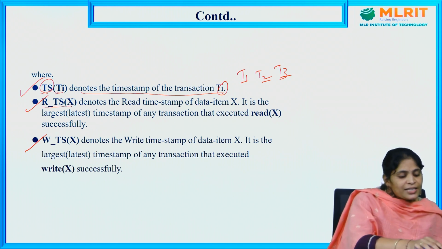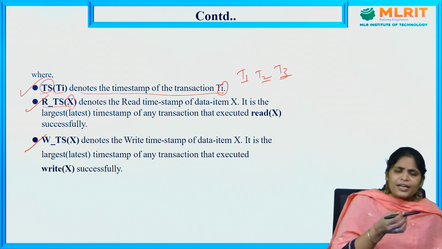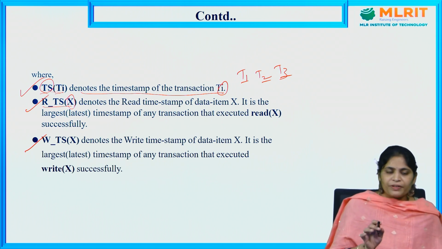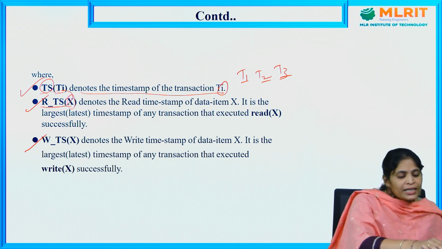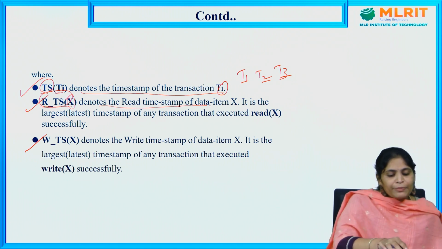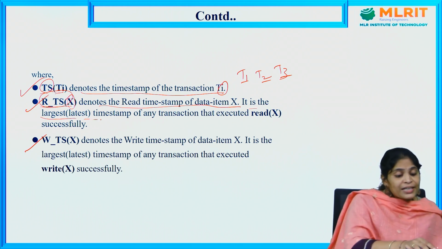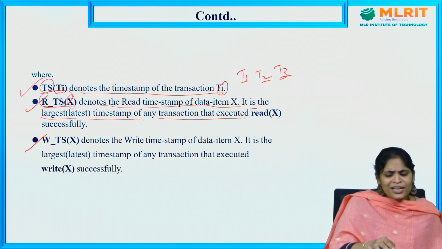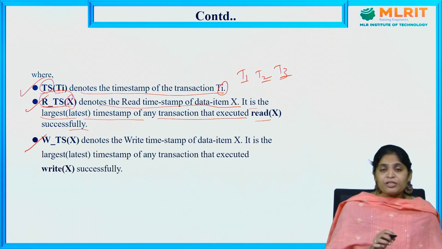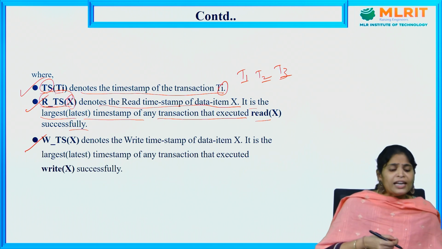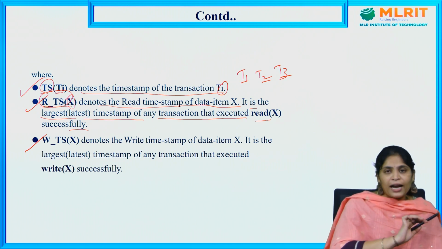Next, what is RTS here? Read timestamp. What is X here? The data item. Here X can be A or B or C, whatever data item you are going to take in the example. So, RTS, read timestamp, denotes the read timestamp of data item X, and it is the largest, latest timestamp of any transaction that executed read of X successfully. The largest latest read timestamp is what is represented by RTS of X.